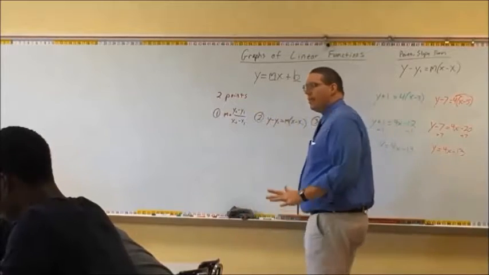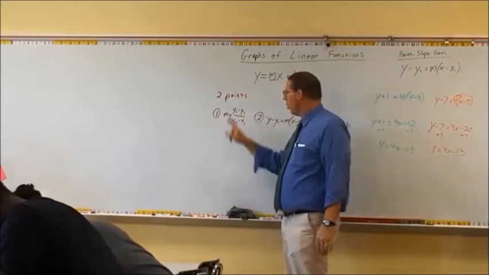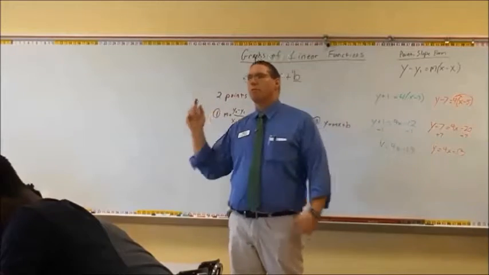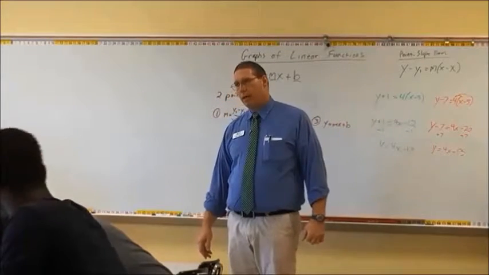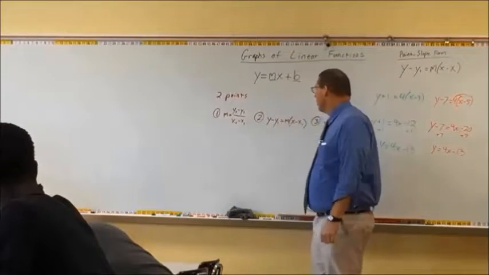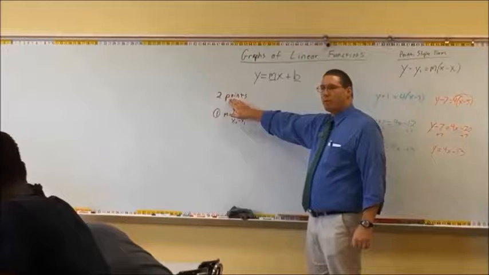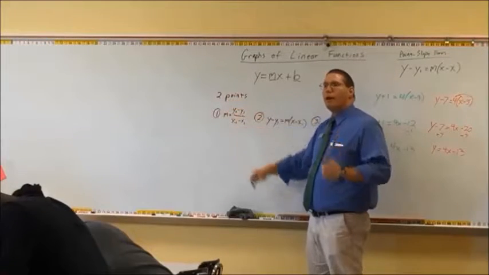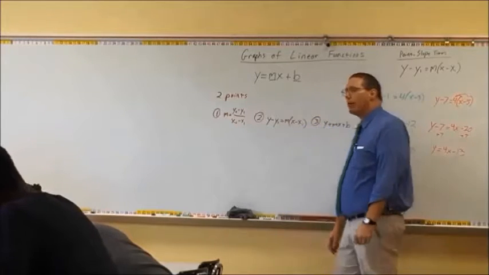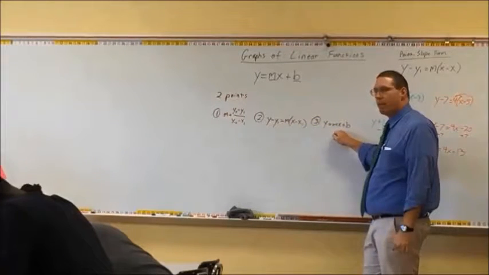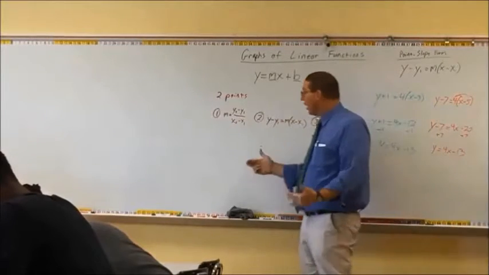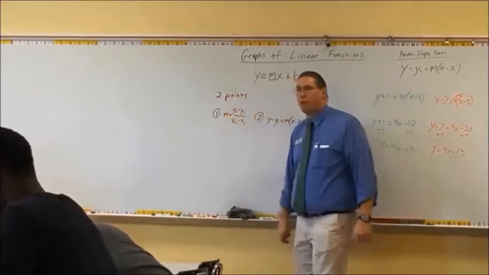If all they give you are 2 points, and they say, hey, there's a line that runs through these 2 points, okay? Man, that brown marker is strong. That there's a line that runs through these 2 points. What is the equation of the line? And what if they say, what is the equation of the line in y equals mx plus b form? Well, your very first step is to try and identify what the slope is.